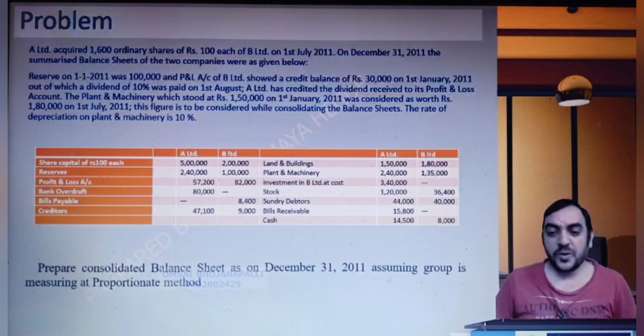Okay, hope you got the clarity. Okay, try preparing balance sheets. I hope by now you should be able to prepare a balance sheet comfortably. I'll give you 5 minutes. Please try it. Let's see if you're able to get it.